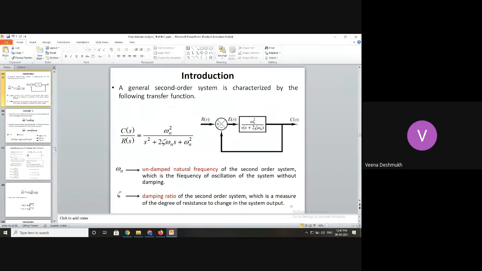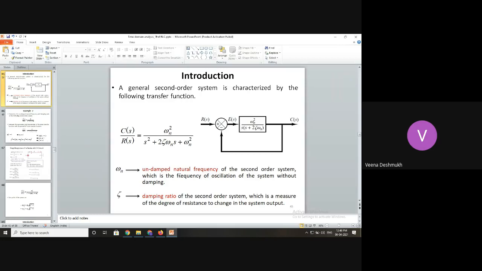Omega n is the undamped natural frequency of the second order system, which is the frequency of oscillation of the system without damping. Now, what is this damping? Damping means that whenever these RLC components are present in the system, whenever there is an R component present, the losses or the drop across that is bound to happen. When there is a voltage drop, heat is dissipated there, so the energy is lost in the form of heat.